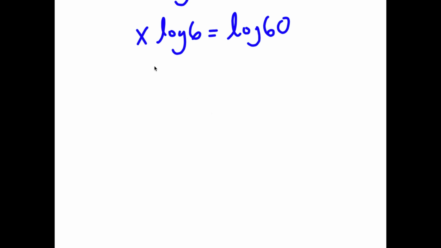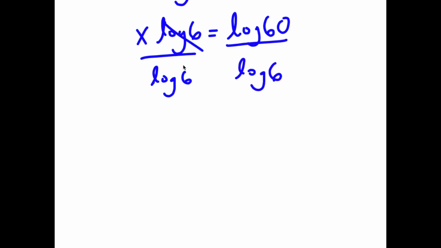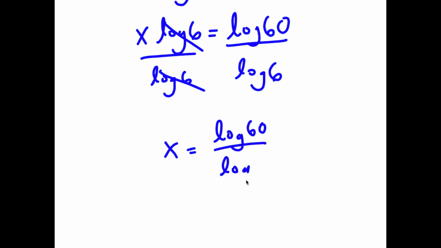Now I'm going to divide both sides by log 6. So then these two cancel out, and now I get x is equal to log 60 over log 6.